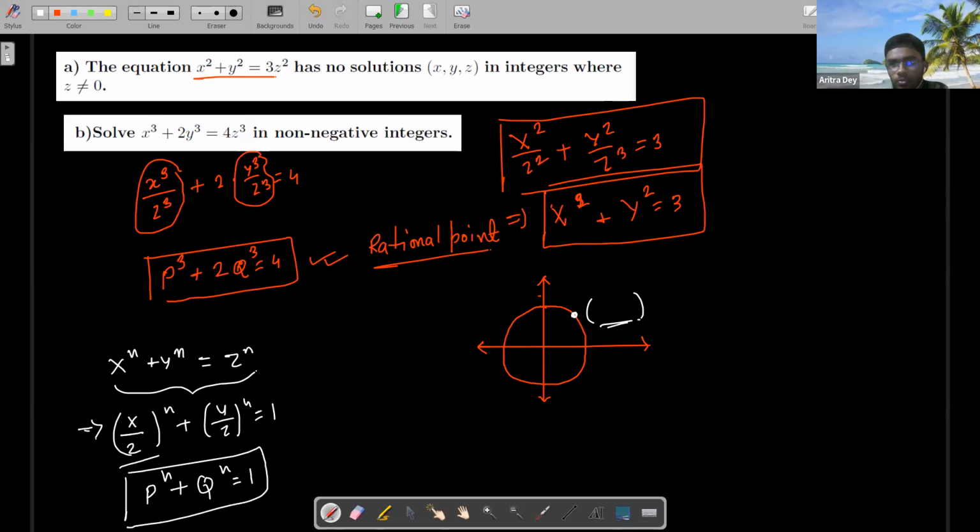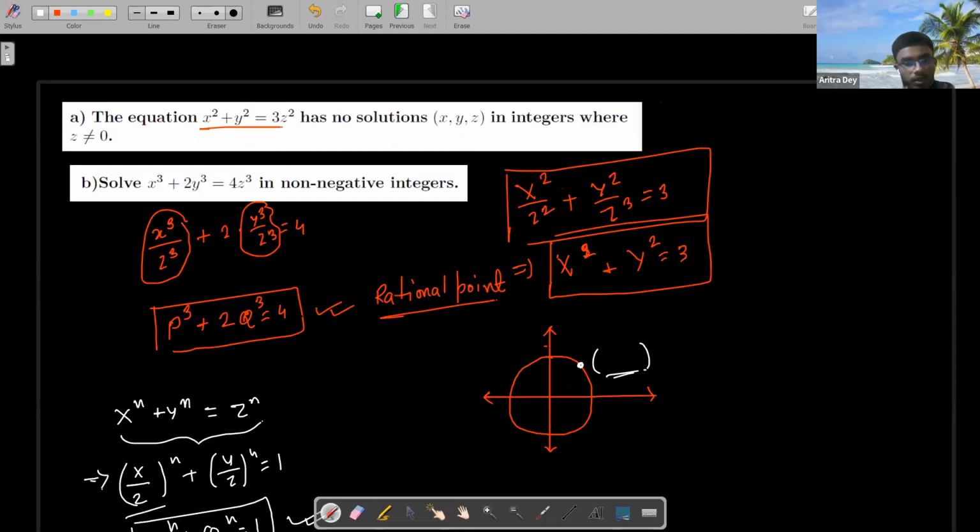Andrew Wiles proved it using elliptic curves. Yes, exactly. He actually proved it on these particular curves. Andrew Wiles proved it.